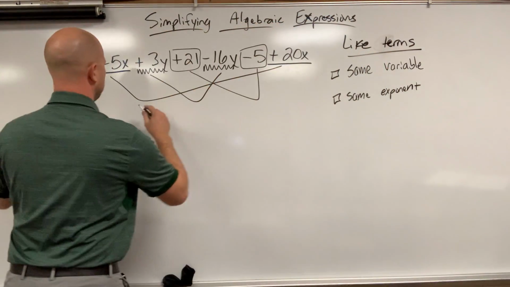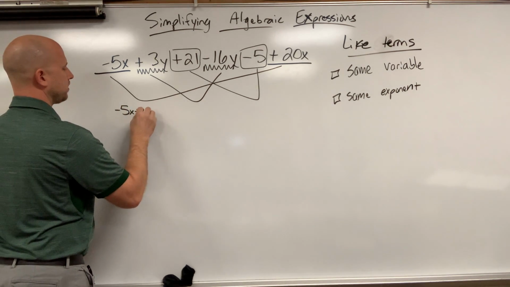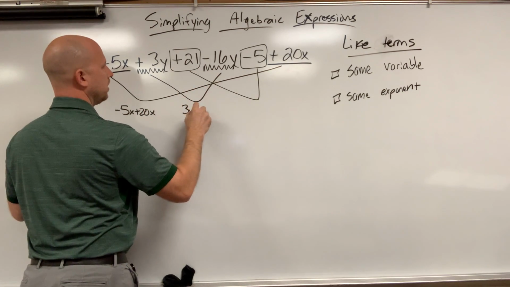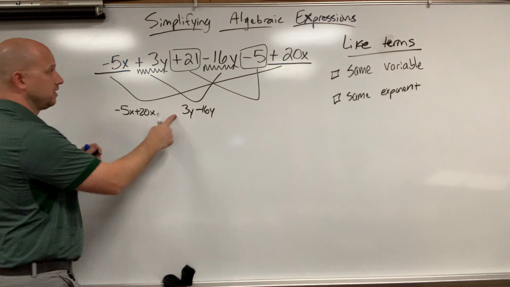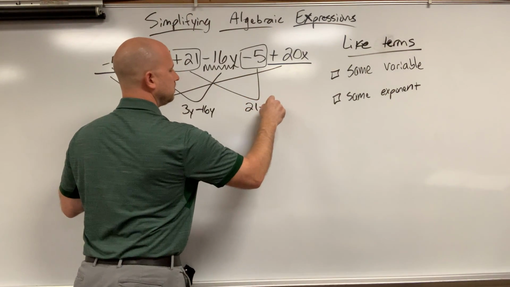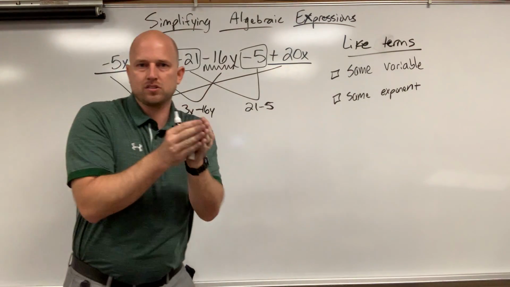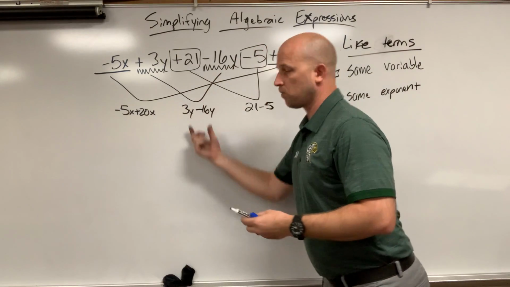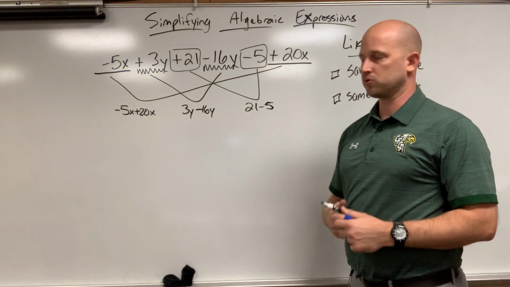All right, so we have these two. So what I'm gonna do is I'm just gonna write it out. Negative 5x plus 20x. Okay, then we have these two. 3y minus 16y, and the 3 is positive, so I'm not gonna put a positive in front. 21 minus 5. Okay, this is kind of put into 3 little sections. These are our 3 terms. We're gonna have an x at the end, a y at the end, and a constant at the end. We just gotta find out what those signs and what those numbers are.